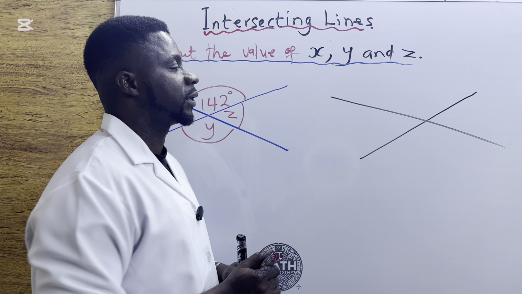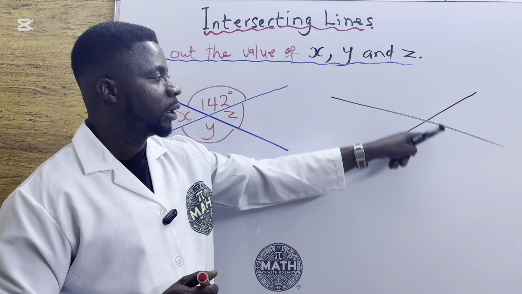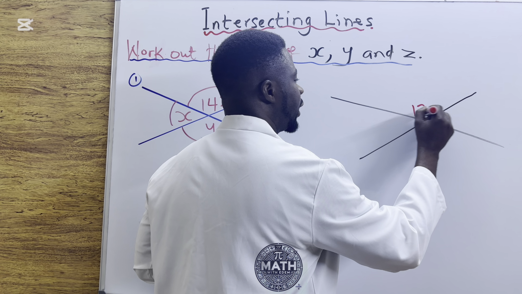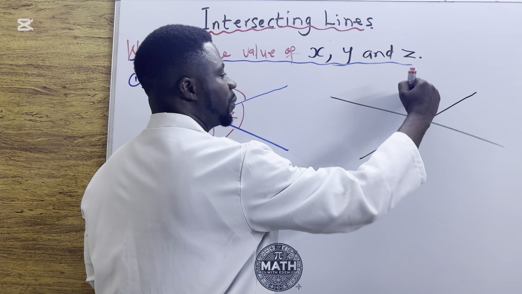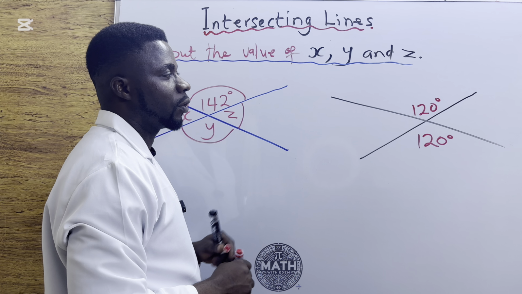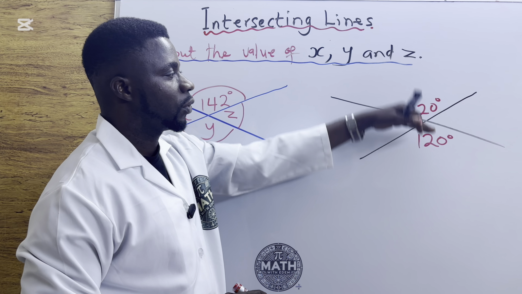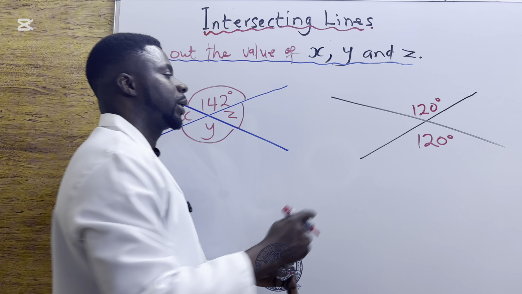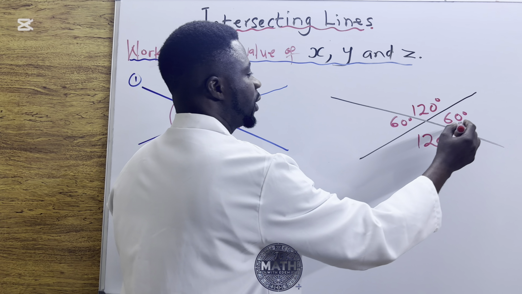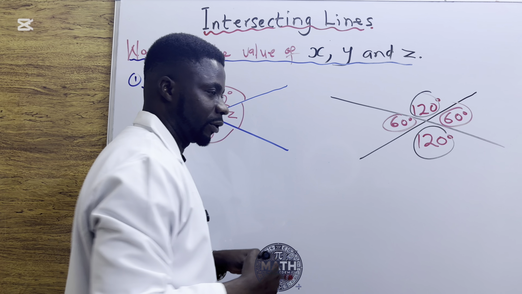Now there's a rule that when two lines intersect, opposite angles are always the same. So for instance, if this angle is 120 degrees, the opposite angle will be here. It's also 120 degrees. All right, so when two lines intersect, opposite angles are always what? The same. So if this side is 120 degrees, then this side will also be 60 degrees and 60 degrees. So these are opposite angles, and these are also opposite angles.